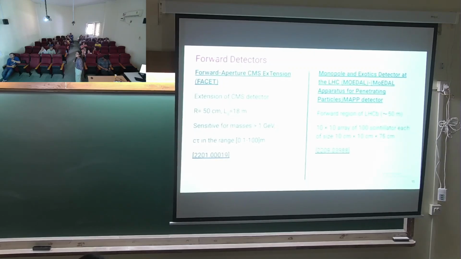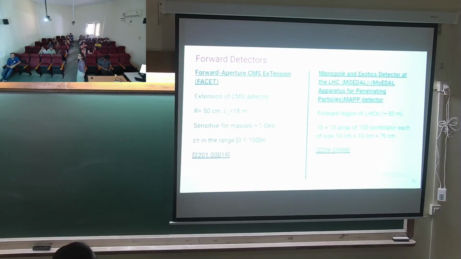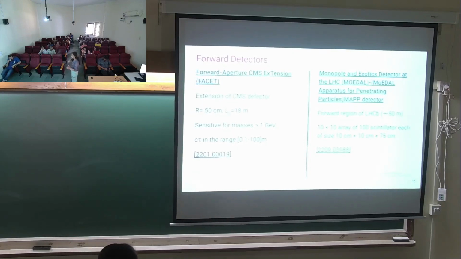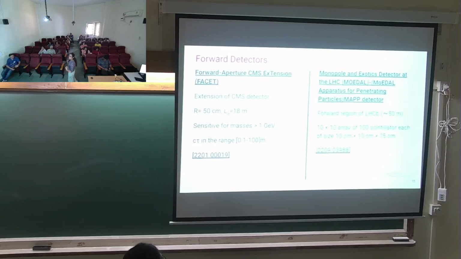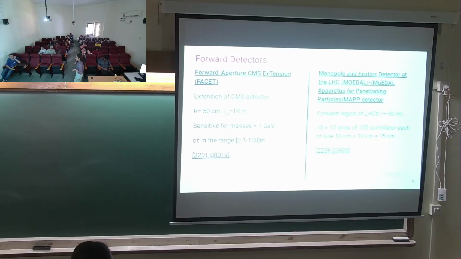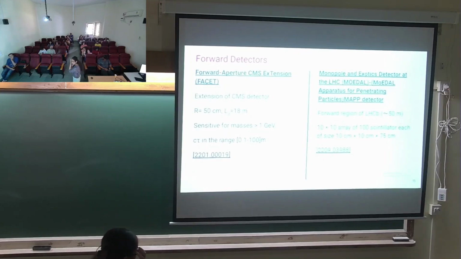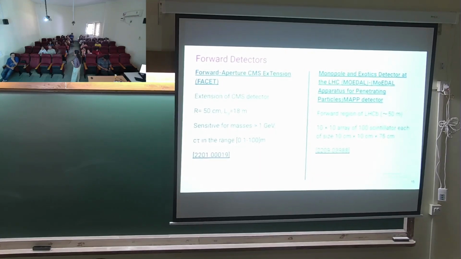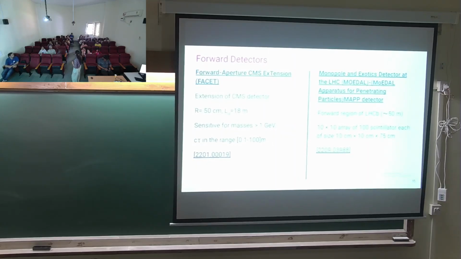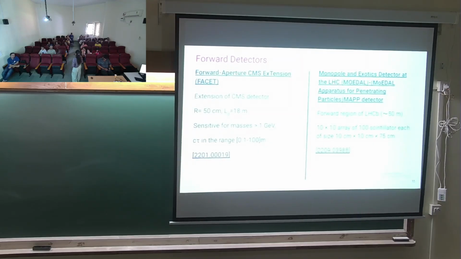So from the CMS side, there is a proposal for a forward aperture CMS extension. This is basically an extension of the CMS detector placed at Z equal to 101 meters. It's a cylindrical detector with length 18 meters and radius 50 centimeters, and it will be sensitive for LLP masses greater than 1 GeV and sensitive for c tau in the range 0.1 to 100. No, they have said in the proposal it's greater than 1 GeV. No, it will come from meson decay or Higgs decay or something like that.